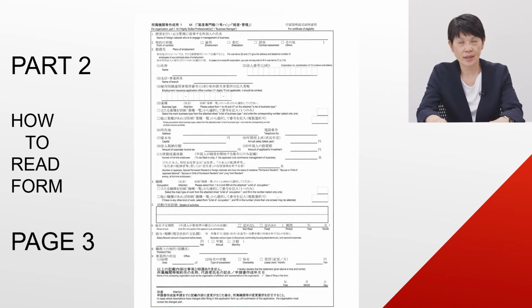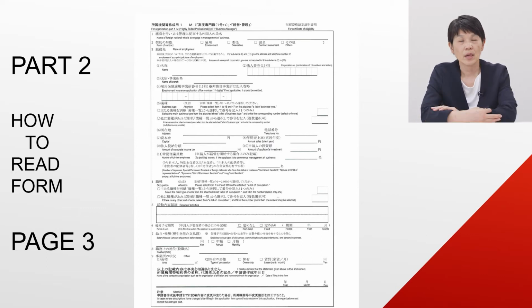Now, page 3. Let's take a look in detail. Number 1, who is going to manage this company? You just fill out your name. Number 2, type of contract. In the case you manage a company, the relationship between you and the company is delegation, so you mark delegation.